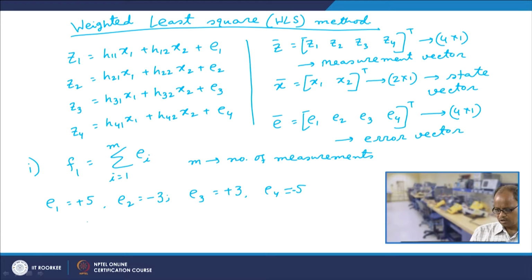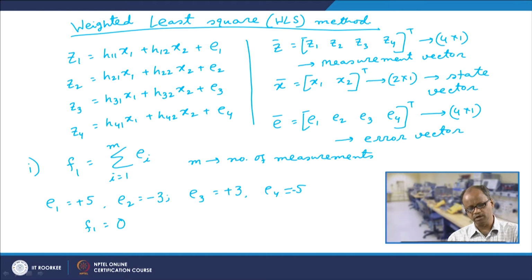So, f 1, that is E 1 plus E 2 plus E 3 plus E 4, would be 0, but the point is individually these errors are very high. So, although their net effect, that is the net algebraic sum, would be 0, individually these errors are very high.